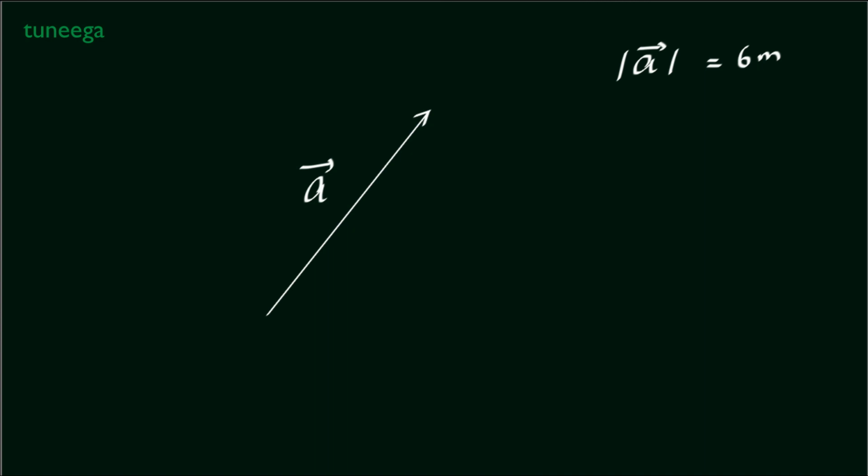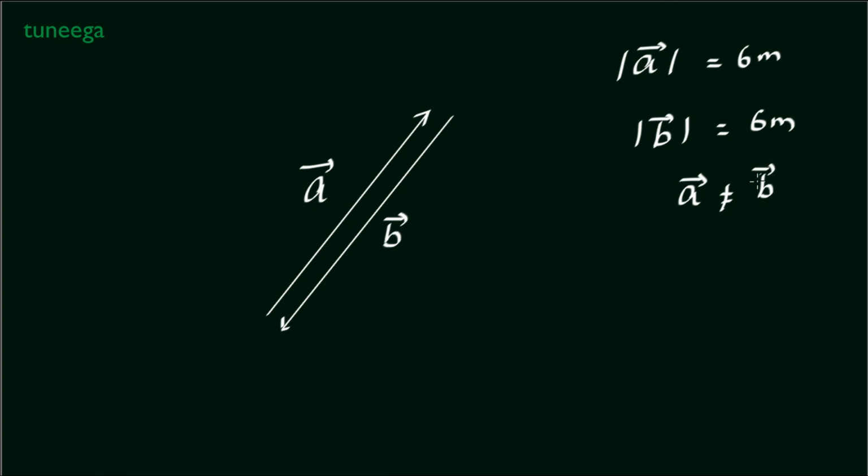Consider another displacement which has the same magnitude but points exactly in the opposite direction. This is also 6 meters long. Is this the same vector as A? No, its direction is different. So we have to call it B. So what we have is the magnitude of B is also 6 meters, but vector A is definitely not equal to vector B because they have different directions.